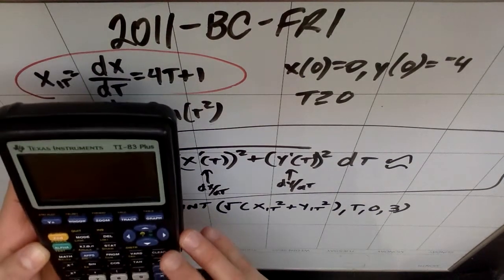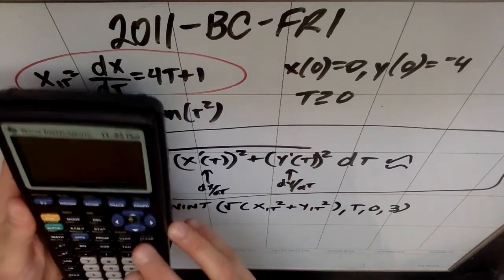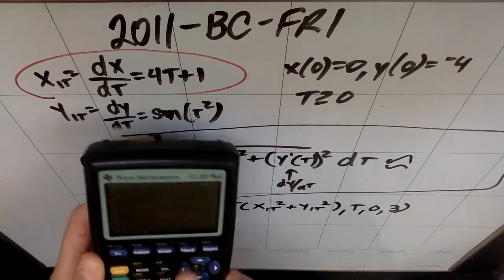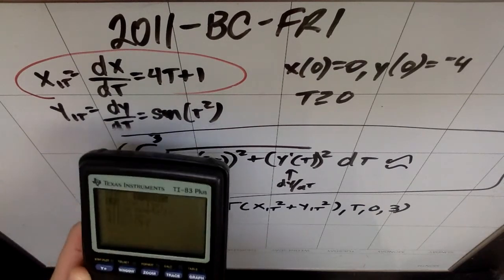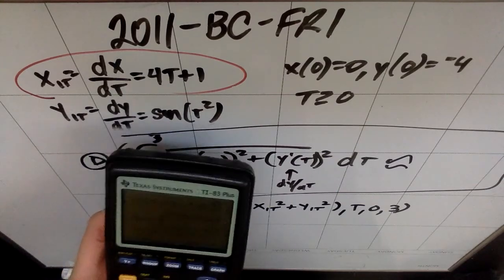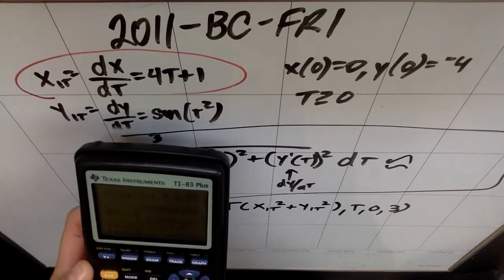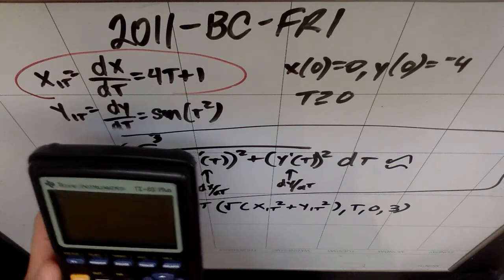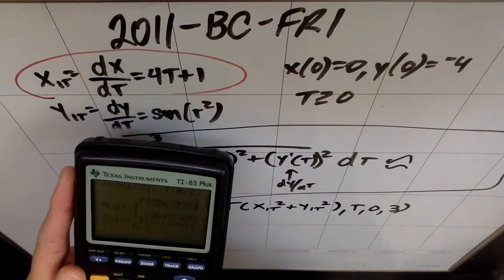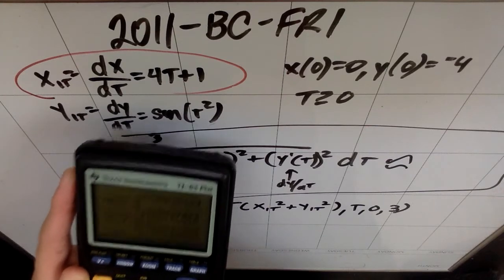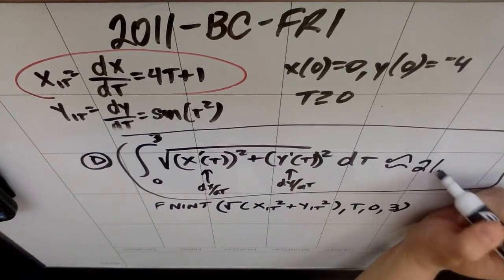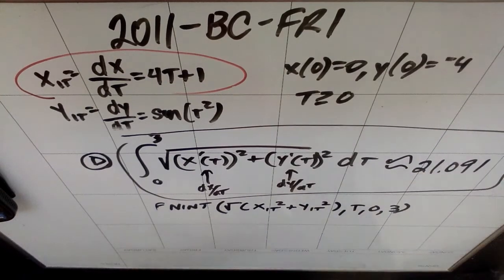So I pick math 9, right? I put a square root, vars over to y vars, parametric x1t squared plus vars over to y vars, parametric y1t squared, close the parentheses, with respect to t from 0 to 3. And they did say from 0 to 3, they did, and it's calculating now. And I should get a 21.091, which I do. So 21.091, and that's my answer.